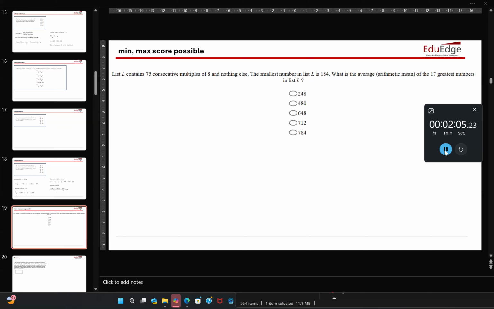So I don't remember the formula. N upon 2, 2a plus n minus 1 d. 16 upon 2. I don't know the formula. N minus 1, 16.